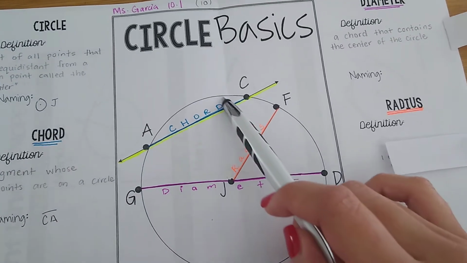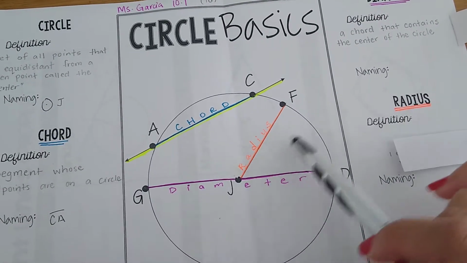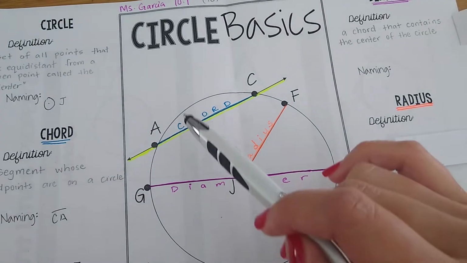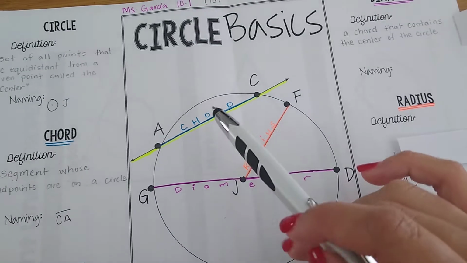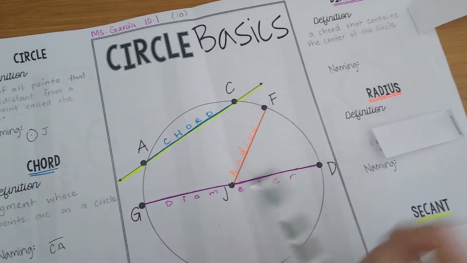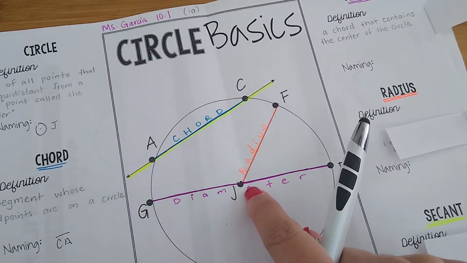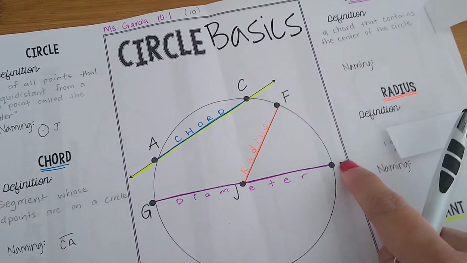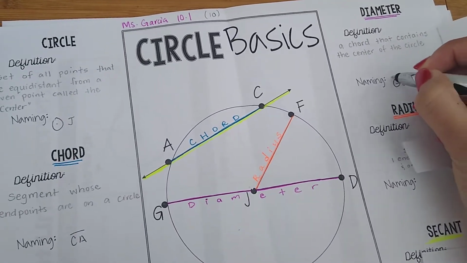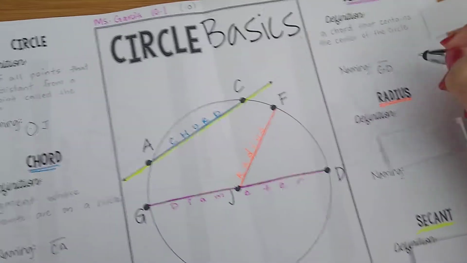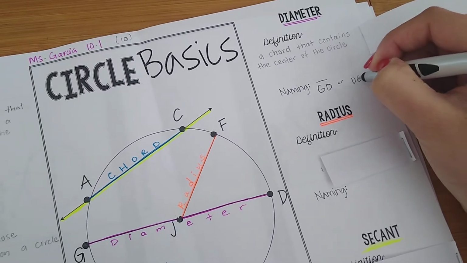It could also have been this way that was a diameter, or this way. There are many different ways. Think of it as like cutting a pizza in half. As long as it's able to go exactly through the circle, then that is considered the diameter. So in my case, I'm going to label it. From one endpoint, passing through the center J to the other endpoint would be GD, or DG is also okay.